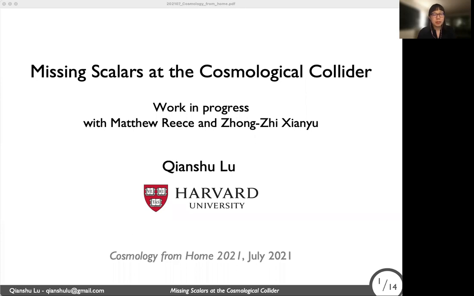Today, I'm going to talk about missing scalars at the Cosmological Collider. By missing scalars, we're referring to scalars whose masses are less than Hubble during inflation. And we're going to discuss a new observational signature for these scalars based on a unique de Sitter thermal mass effect that these scalars have on particles that they interact with.